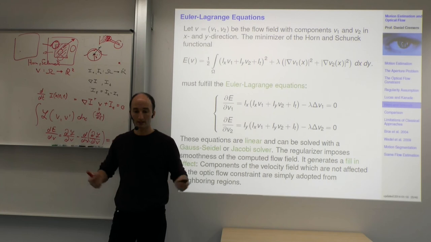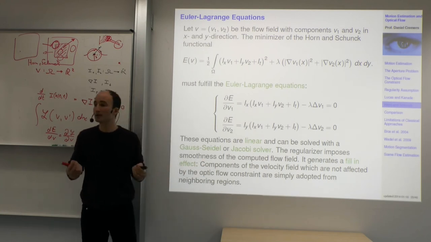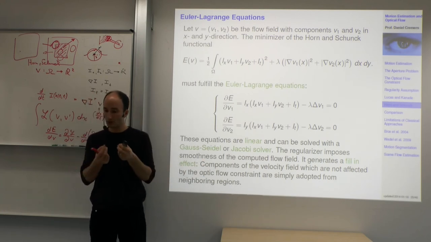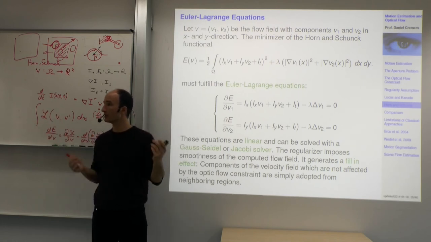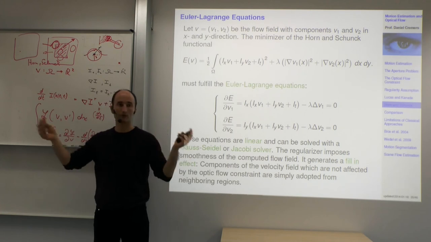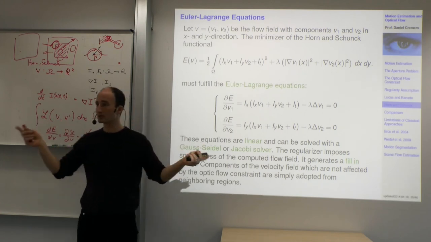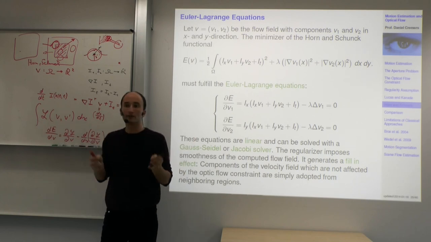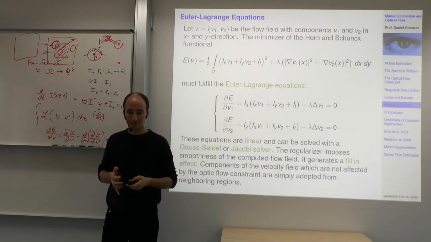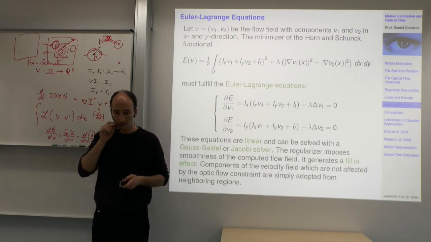And so in practice, where there is no gradient or brightness variation in the image, and so locally I cannot actually see any motion, I just use my neighborhood information. I ask the neighboring pixels, you tell me what motion you have, and then that's kind of averaged. That's what happens in this diffusion process.